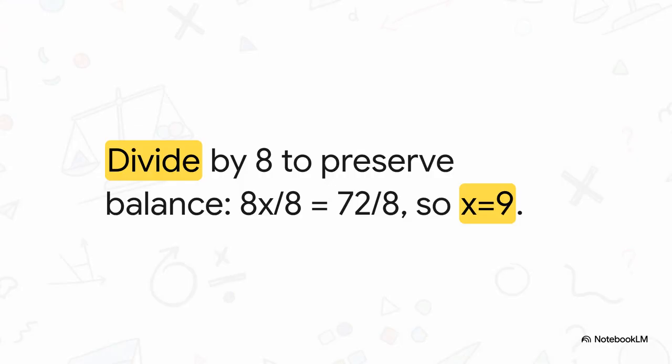Welcome back. Let's review the step-by-step logic together. Because x is being multiplied by 8, you need to use the inverse operation of division to isolate that variable. We divide both sides by 8 to preserve the balance of our scale. So 8x divided by 8 equals 72 divided by 8, resulting in x equals 9. If you got 9, awesome work applying that golden rule.